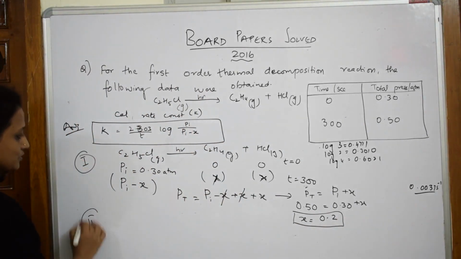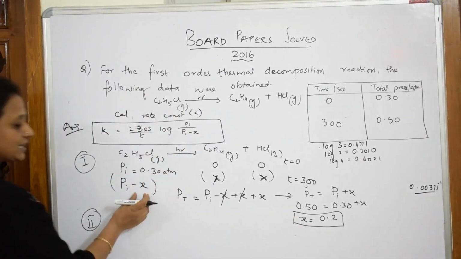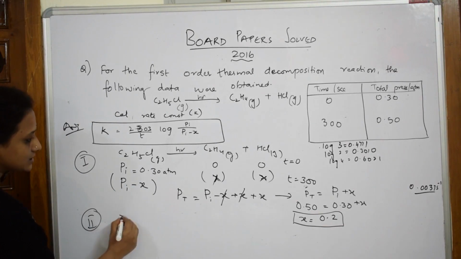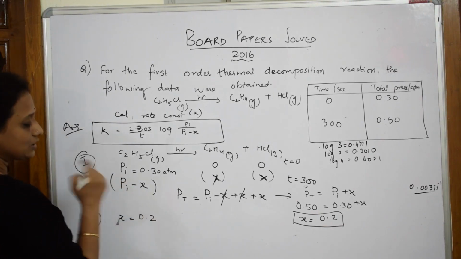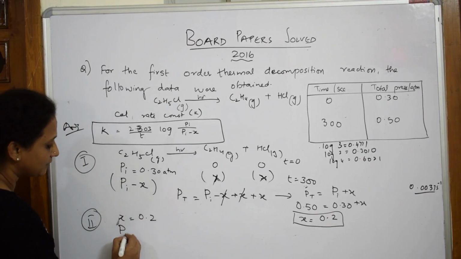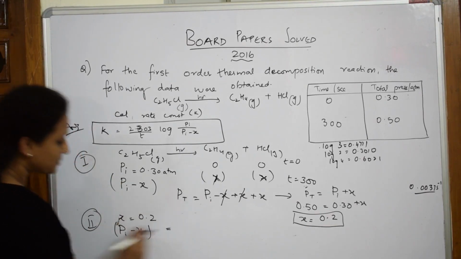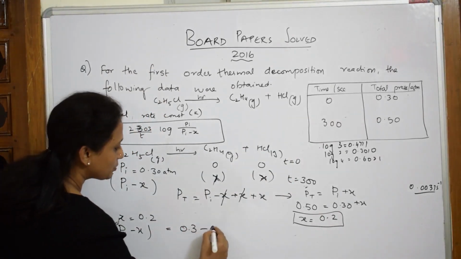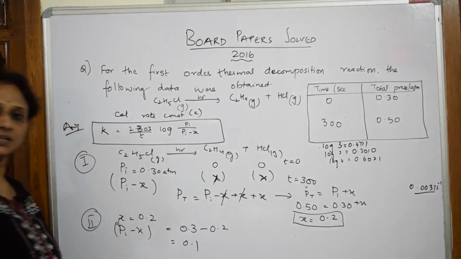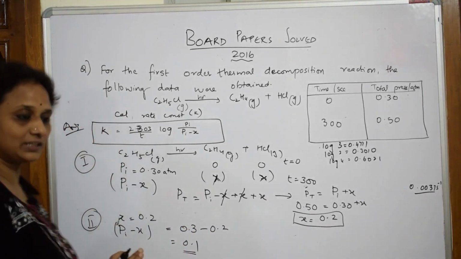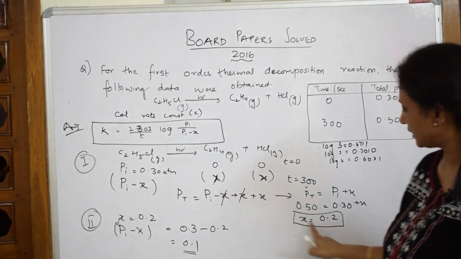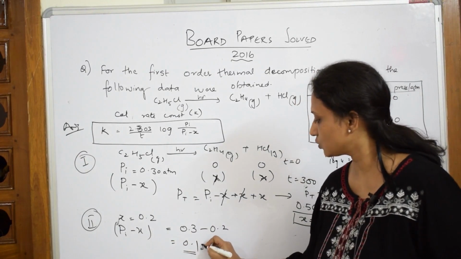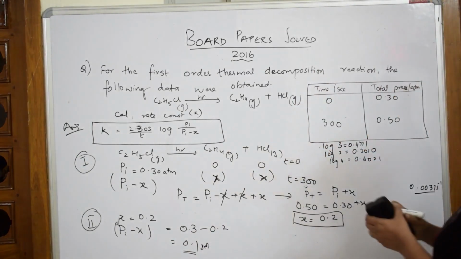Now let me come back to step 2. In step 2, I have got the X value. So since X is equal to 0.2, substitute this value in Pi minus X. What is Pi now? We have got Pi as 0.3. 0.3 minus 0.2 is equal to 0.1. Now I've got everything, yes, all the data is with me. I've taken the same X value, substituted it, and I got 0.1 atm. Now substitute in this data.